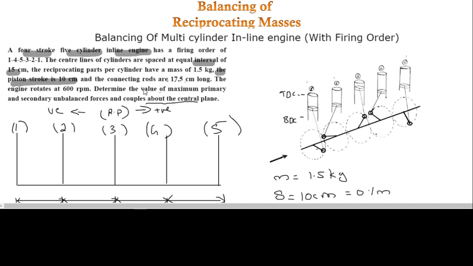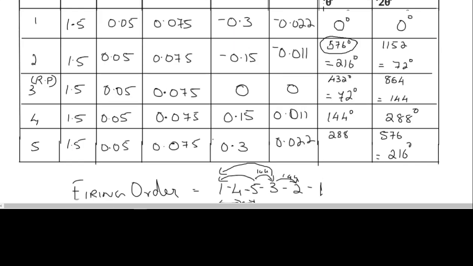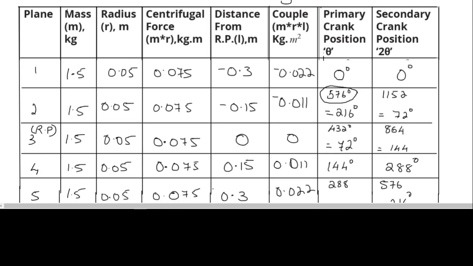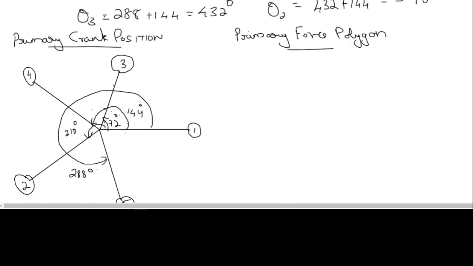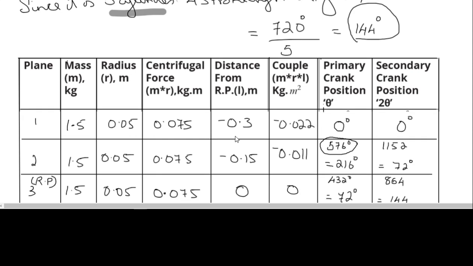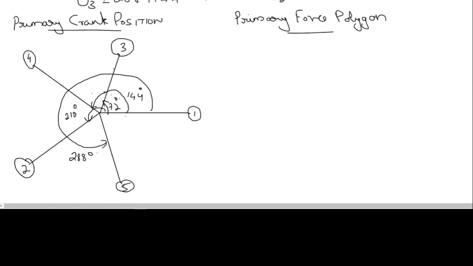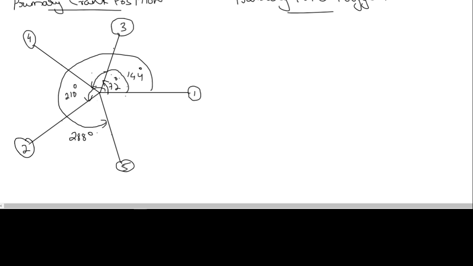So to find maximum primary and secondary unbalanced forces and couples, we need to draw the force polygon and couple polygon for primary and secondary crank position. So primary crank position, the force for the first mass is taken as horizontal. Force is 0.75. It is equal for all. So taking 0.75.